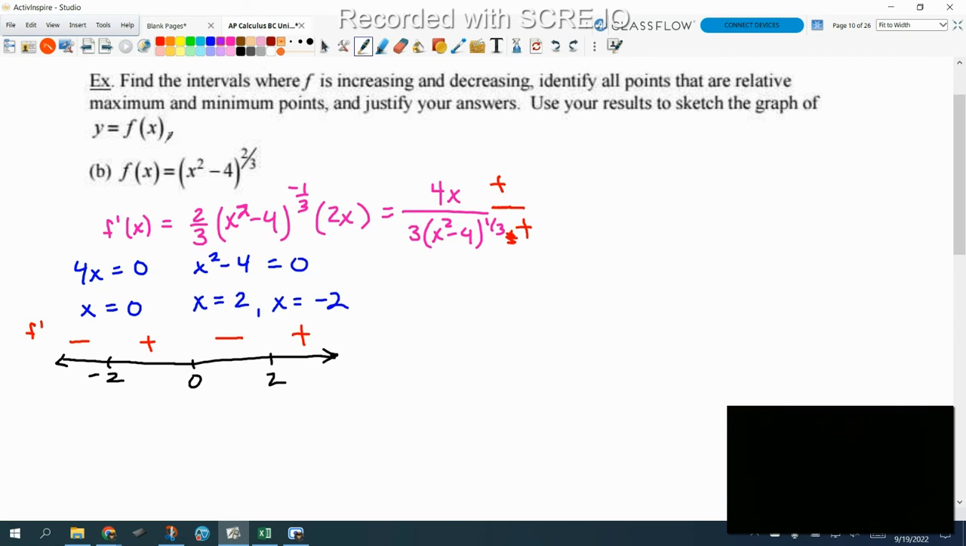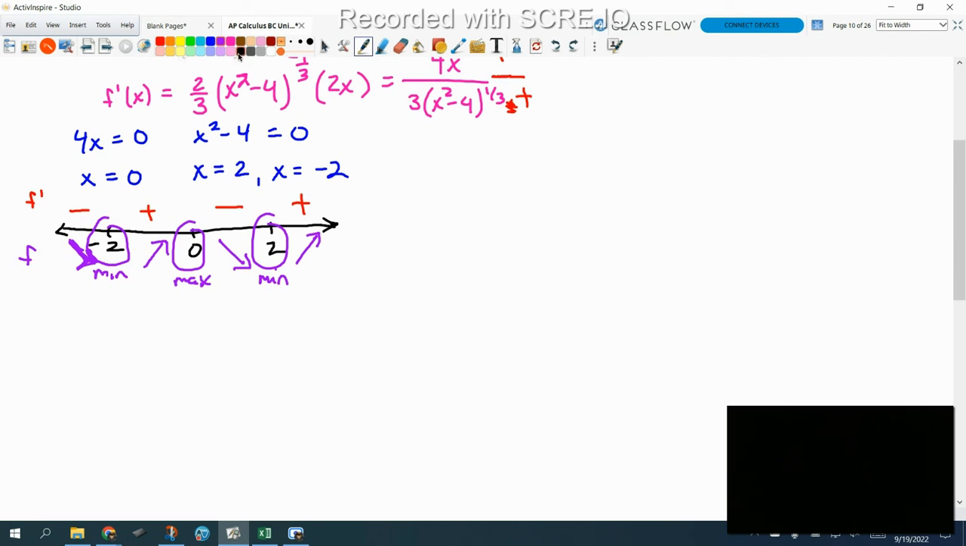All right, so what's happening with f? F is decreasing, increasing, decreasing, and increasing. That makes this point a minimum, this point a maximum, this point a minimum. All right, let's write out our justifications.